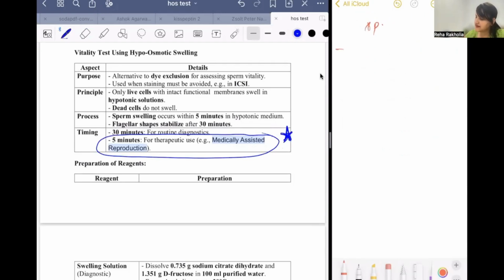In ICSI, speed is critical to preserve sperm quality and maximize fertilization success. Prolonging exposure to hypotonic solution can cause membrane damage or excessive swelling, so there may be reduced motility and viability of the sperm. A quick 5-minute assessment minimizes the stress on the sperm, prevents overswelling, and ensures rapid selection of the sperm for injection, maintaining optimal functionality.